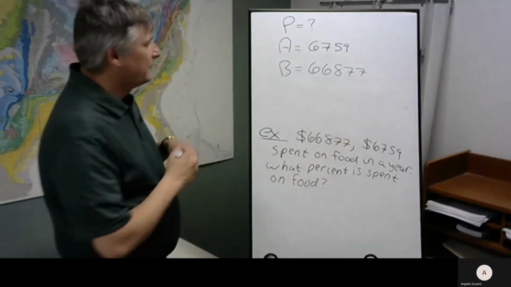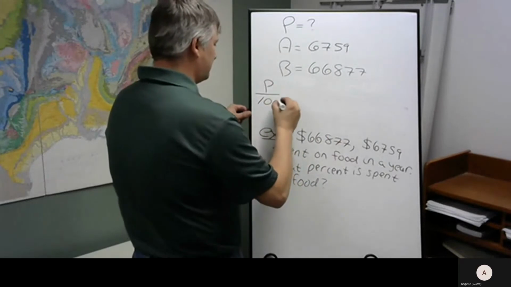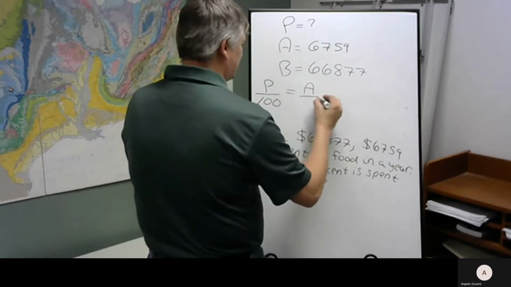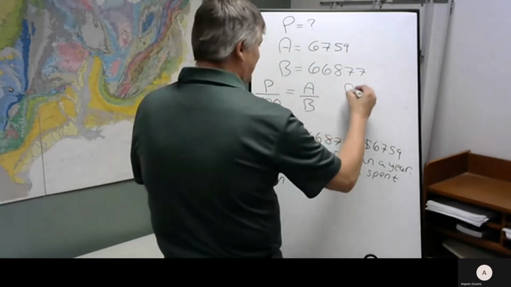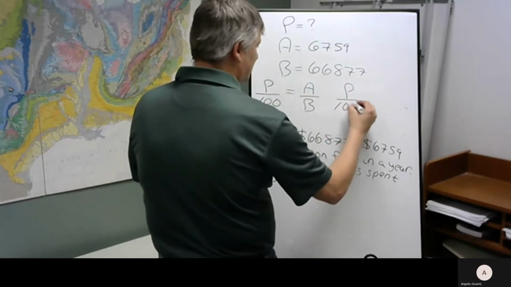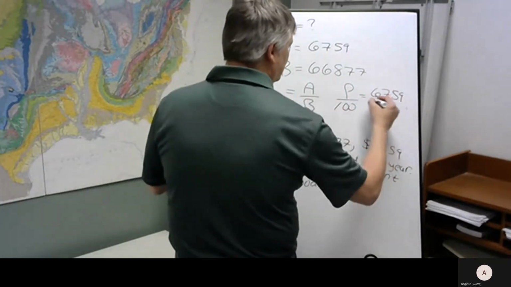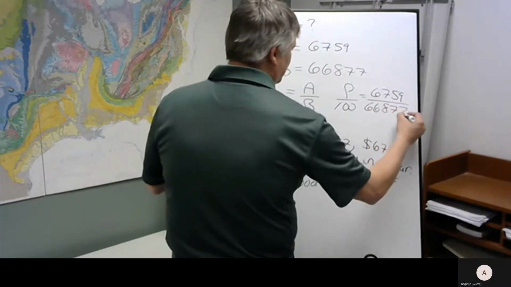So again, we're going to set up P over 100 equals amount over base, or P's unknown, but we have 6759 over 66,877.